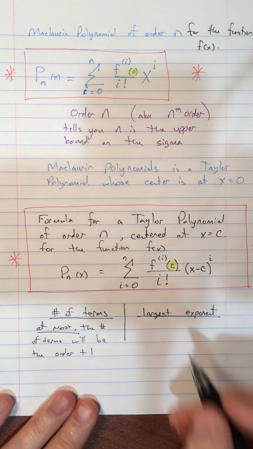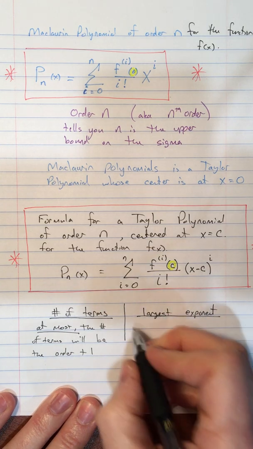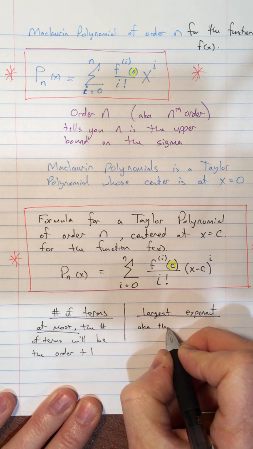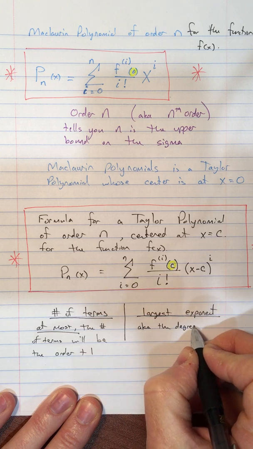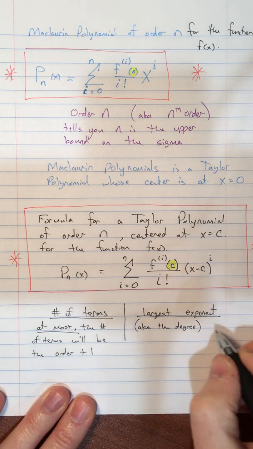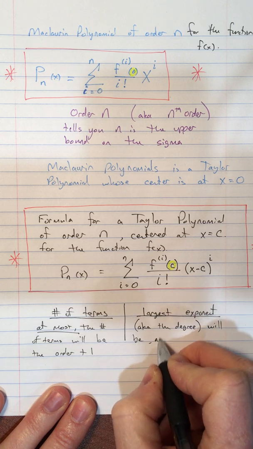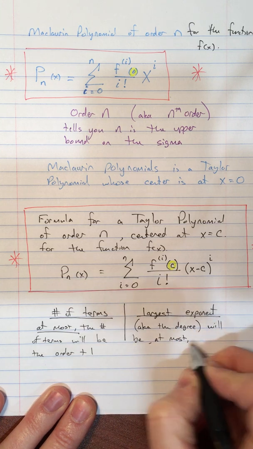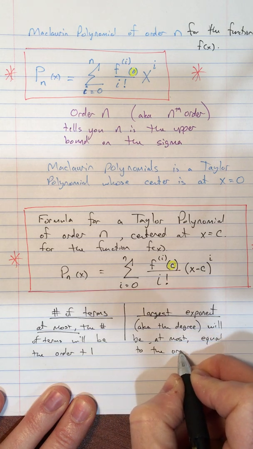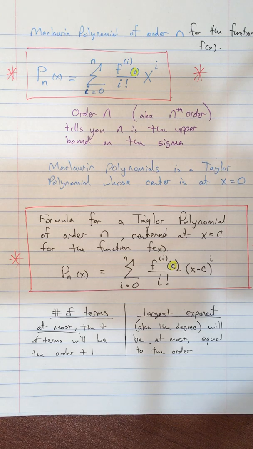Okay? Now, the same thing happens over here. The largest exponent, which we know the word for the largest exponent is the degree of the polynomial. The degree of the polynomial will at most be equal to the order. Equal to the order. Okay?